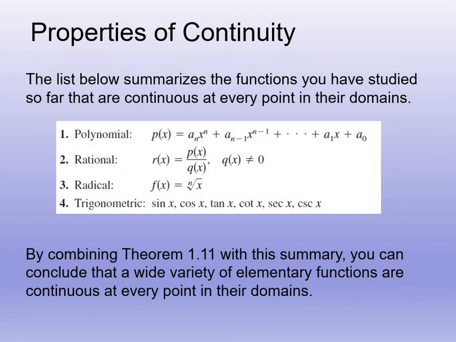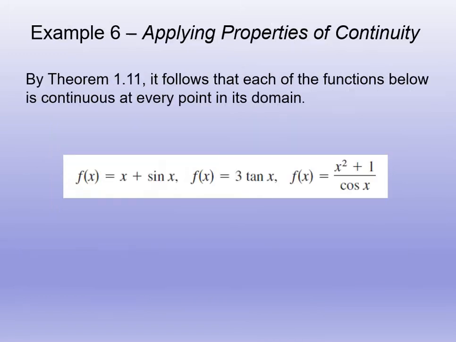Okay? So, if we just want to summarize functions that we've studied so far, and if we come across these, and this is going to be kind of your approach, right? If we have a polynomial, a radical, or a rational, or a trig function, okay, we can combine all these theorems and classify their continuity. So let's take a look here. Let's look at each function that is continuous at each and every point in its domain.